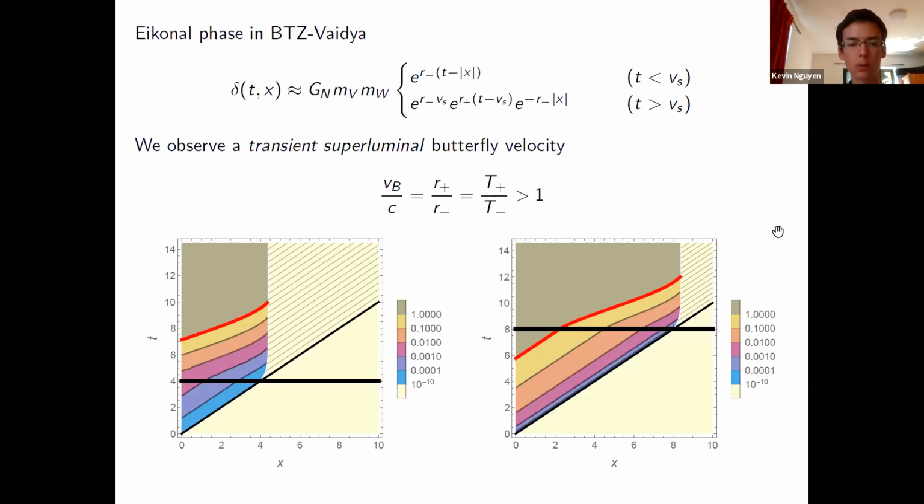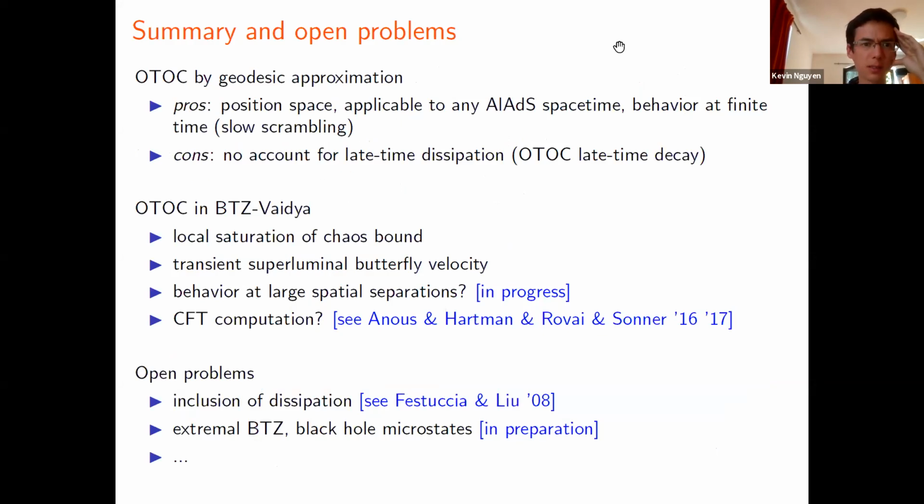Okay, so this is basically all I wanted to tell you. Let me summarize. In our paper, we have provided an alternative formula to compute OTOCs from the gravity picture in AdS/CFT. The pros are that it is purely in position space, and applicable to any asymptotically AdS spacetime, which can be time dependent, for example. You don't need any symmetry to apply the formula, and it does not rely on large time separations compared to the inverse temperature. So in particular, you can recover slow scrambling. Now the main con is that at the moment, our formula does not account for late time dissipation, so late time saturation of the OTOC.